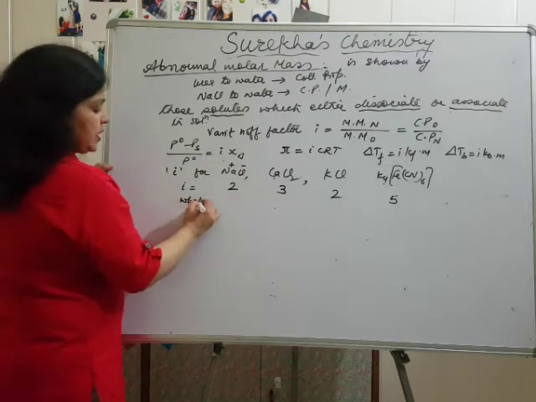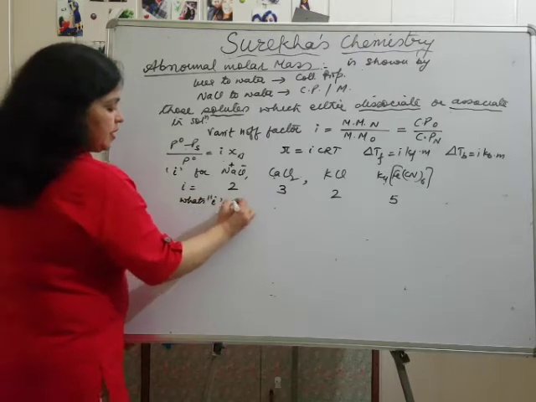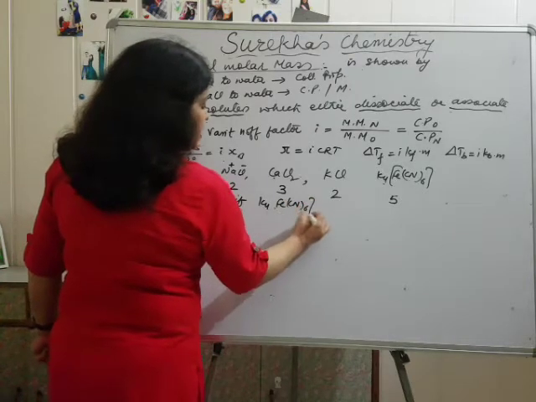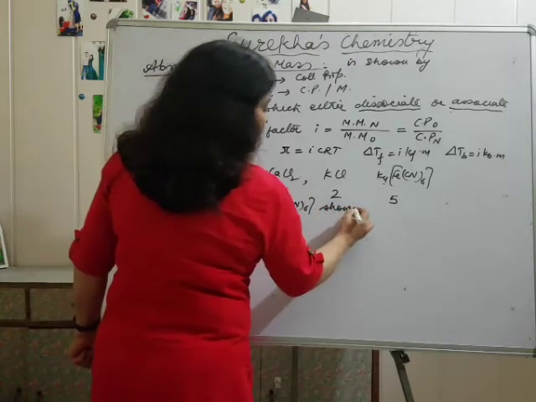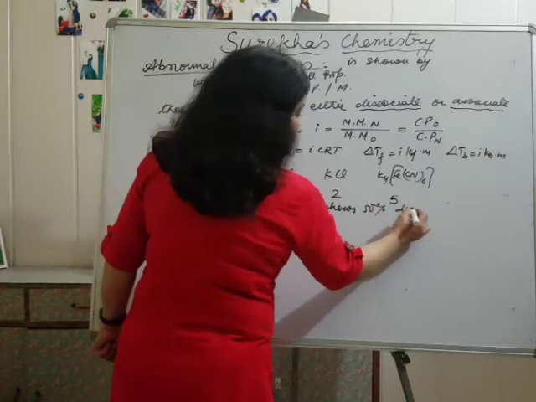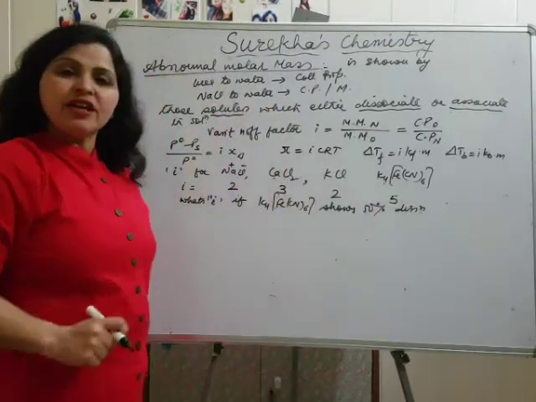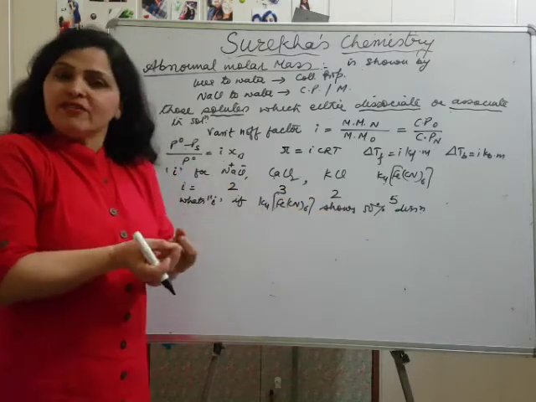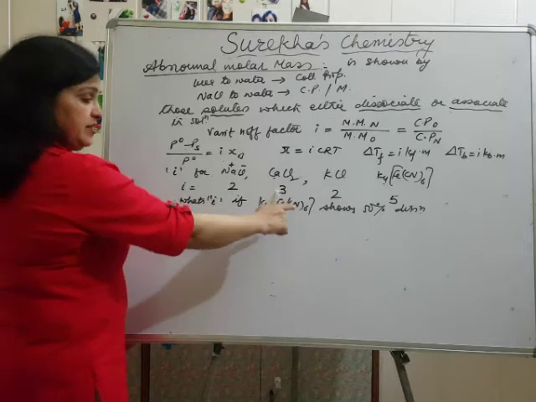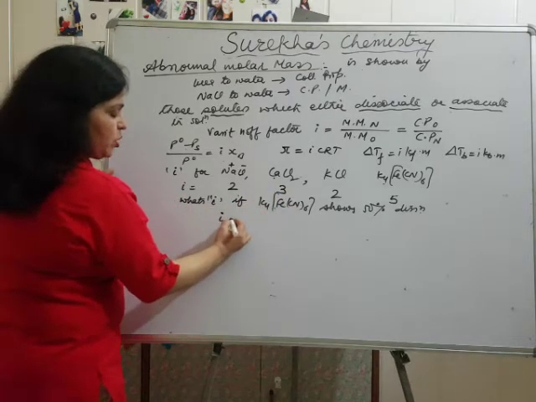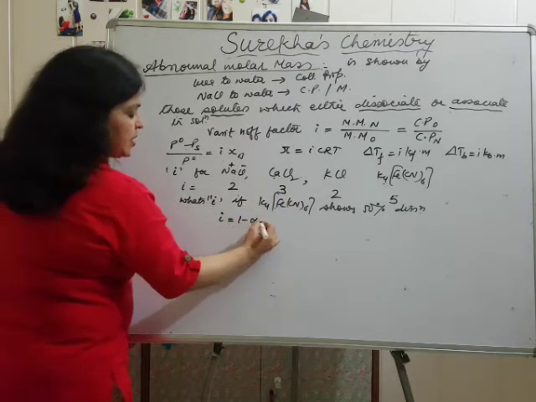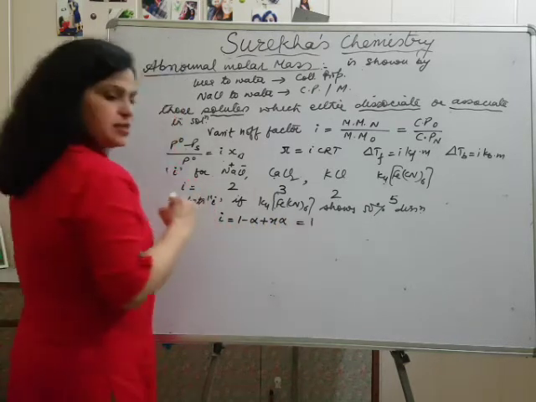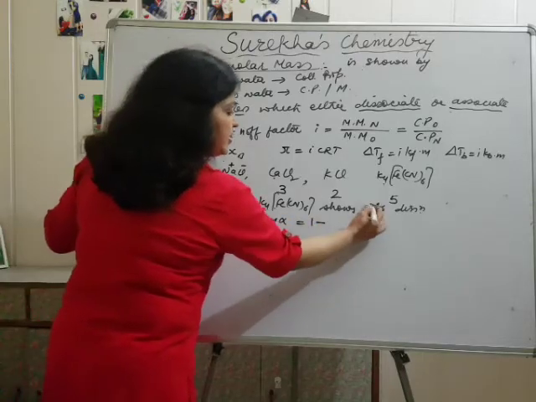What is i if K4[Fe(CN)6] shows 50% dissociation? Will the answer still be 5? Not at all. 50% is actually alpha. What is alpha? Degree of dissociation. In such cases, the formula of i is equal to 1 minus alpha plus n alpha. What is 1? A constant. What is alpha here?